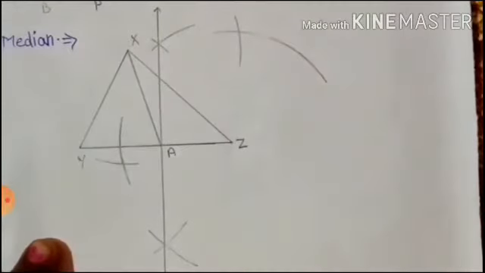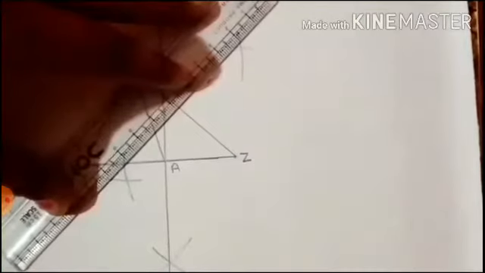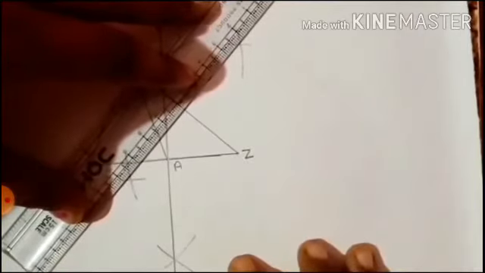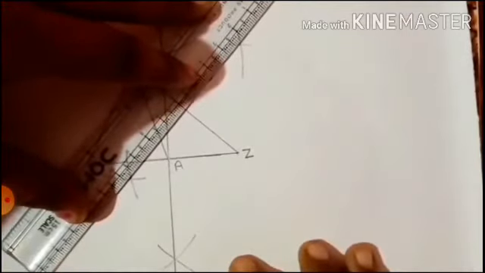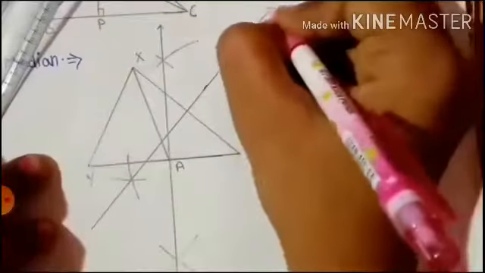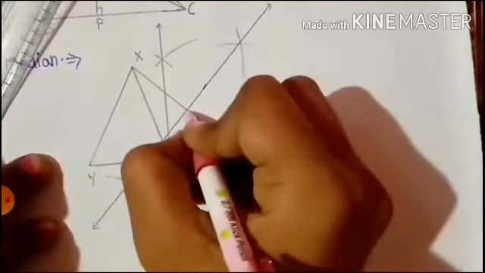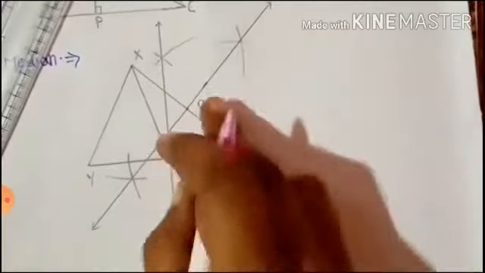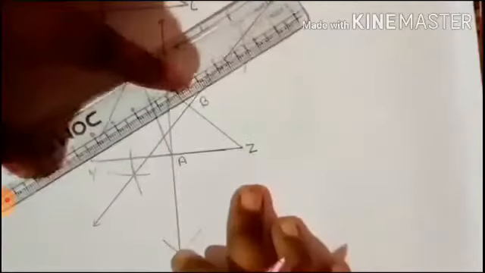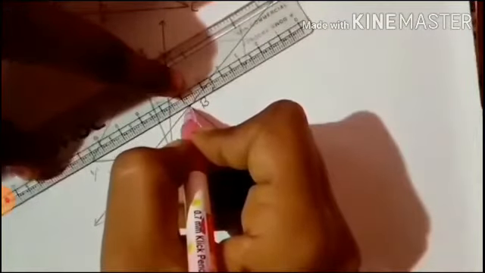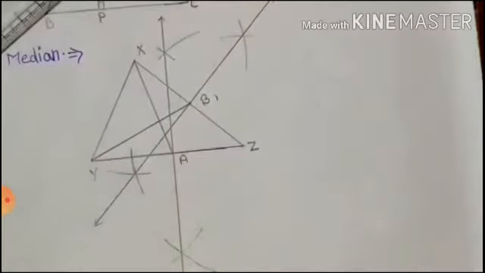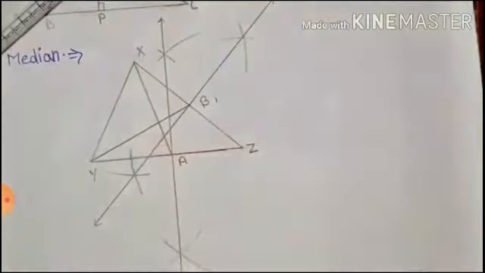Now you have two certain points. Now join these 2 points like this with a scale. With a scale you will draw this line. Now again you get this point. Give it a name. I will put B. Now join BY. This is the second median of a triangle. Hope you people can understand how to draw the medians.